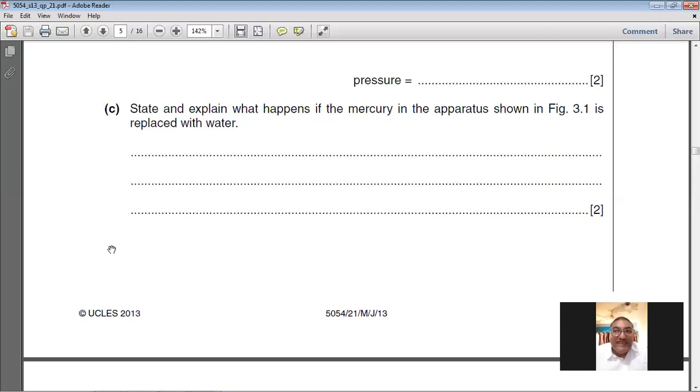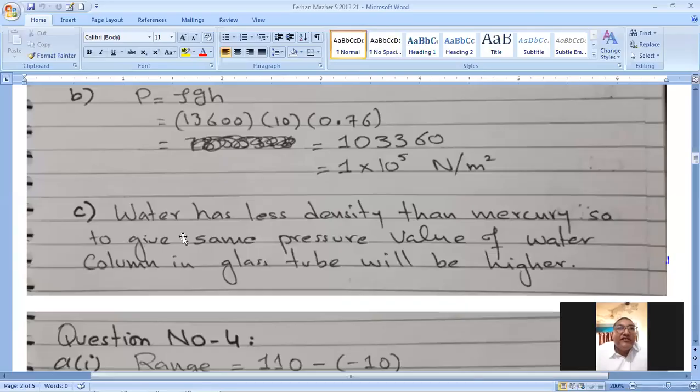You see, the density of the water is smaller than the density of the mercury. To show the same pressure, the length of the water column will have to be larger. So the chances are, because the water has less density, to show the same pressure, the depth of the column of the water will be larger than the length of the mercury. I have written this answer also. Let me show you.